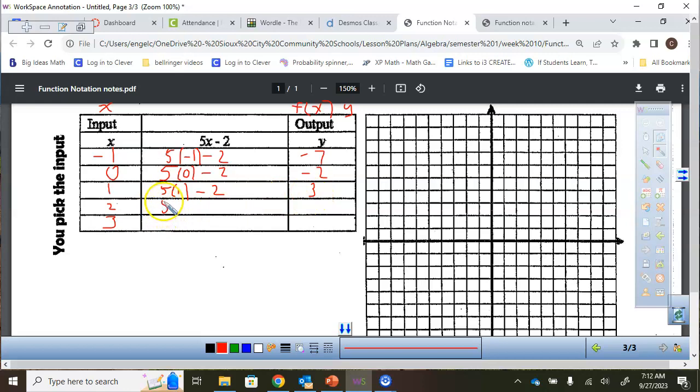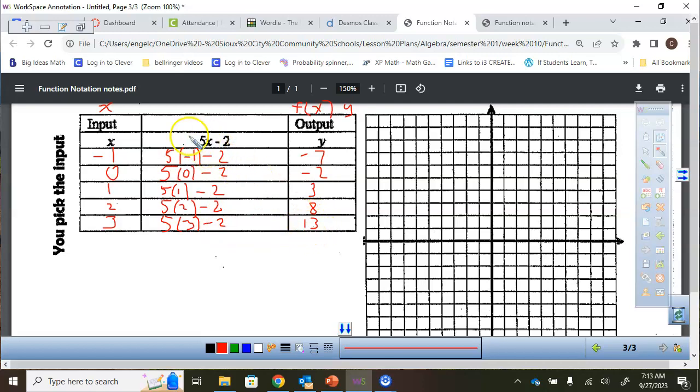Put in 2. 5 times 2 minus 2. 5 times 2 is 10. 10 minus 2 is 8. And then one more time. Now I'm going to put in 3. 5 times 3 minus 2. 5 times 3 is 15. 15 minus 2 would give me 13.